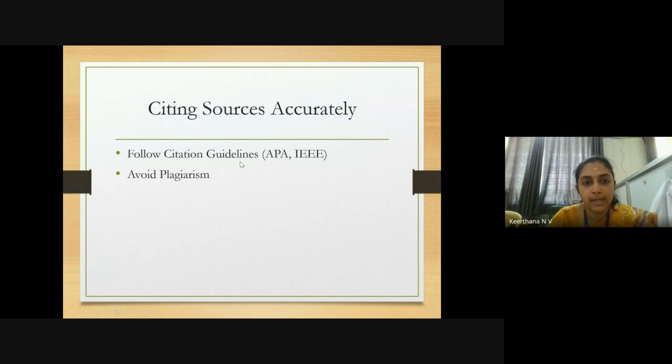If you are following citations, please follow the citation rules mentioned in your journal, whether it is APA, which is one of the formats for references, or IEEE, which is also one of the formats, and there are a few other formats also available. So please follow the citation guidelines given in your journal, so it will avoid plagiarism. When you are citing and taking content from a reference paper, please rewrite that. Don't put the content as it is mentioned in your reference papers.